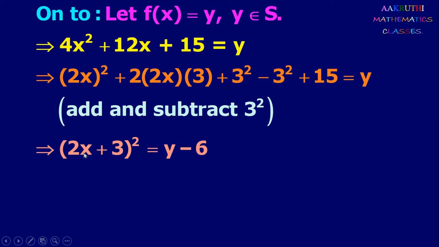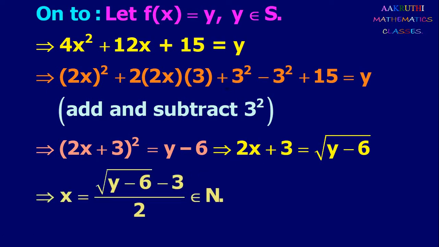And we have to solve for x. So we can write 2x plus 3 equal to root of y minus 6, and 2x equal to root of y minus 6 minus 3. Therefore, x equal to root of y minus 6 minus 3, divided by 2. It belongs to N for all y belonging to S.